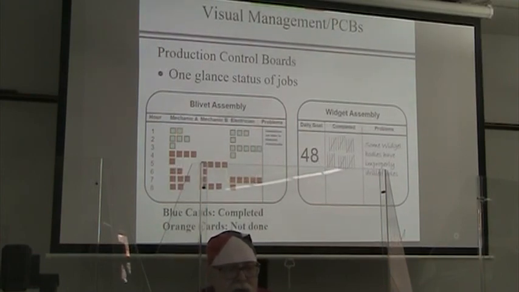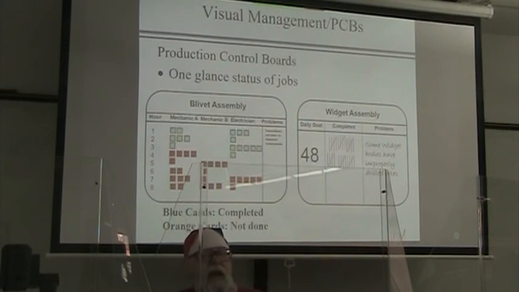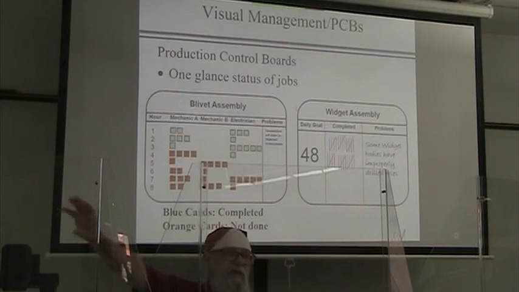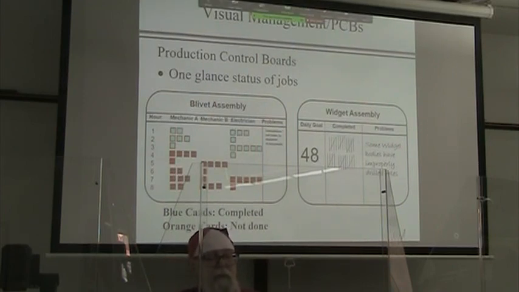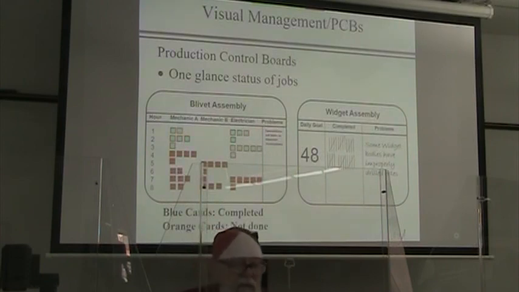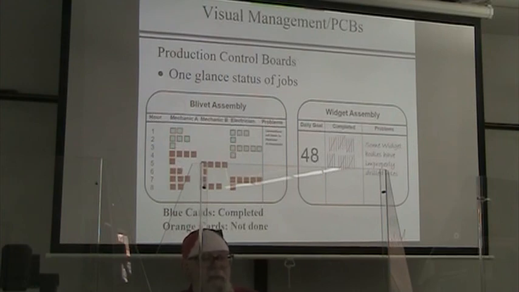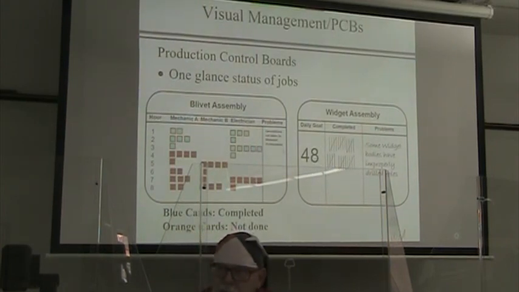All right, one thing that we do with visual management is we have production control boards. That is the idea that at one glance, you can see what is the status of different jobs. So in this case, on the left, we have an all-day job, something that has to be done. And each of the little cards, whether it's blue or orange, represents a little sub-job that has to be done. So you have jobs for mechanic A, jobs for mechanic B, and jobs for the electrician. Right, and it says what hour they should be done. And you always have a place where you could write down problems.